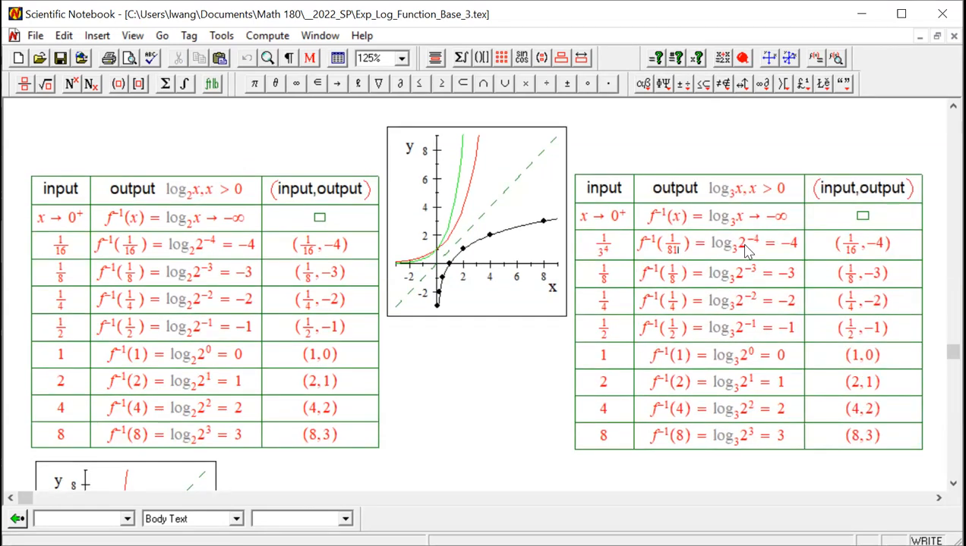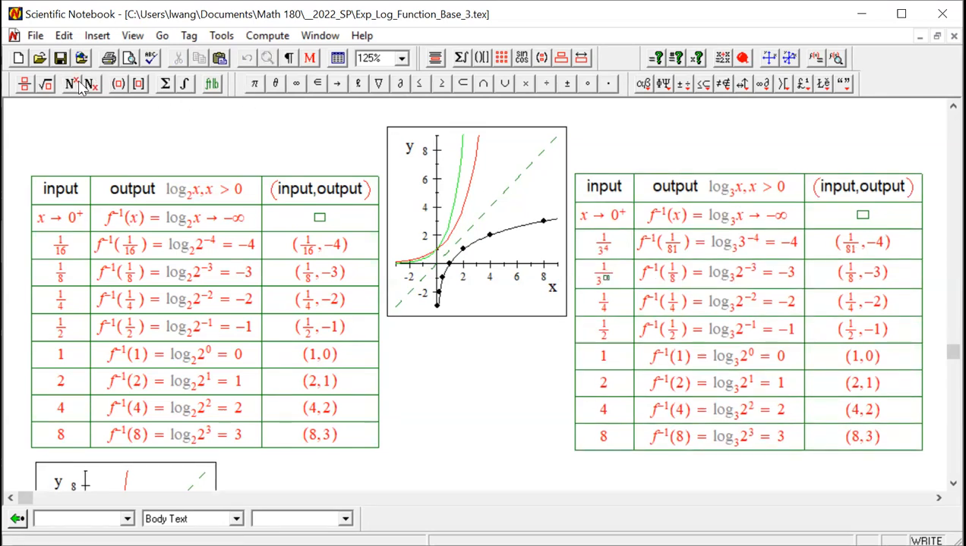So over here, I'm going to have 3 to the power of negative 4. So log base 3 of 3 to the power of negative 4, and the power is negative 4, because 3 to the power of negative 4 is 3 to the power of negative 4. So this is going to be 81 input, output negative 4. On this one, I'm going to change it to 3 to the power of 3. So this is going to be 27.